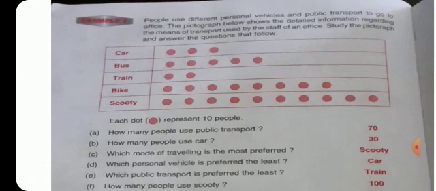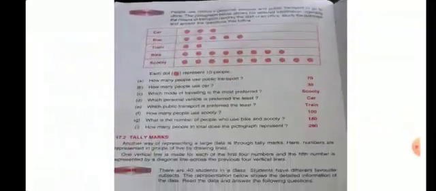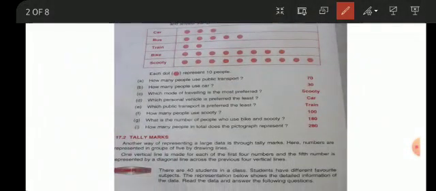So look here, they have given different types of transportation modes, right? First is car, bus, train, bike, scooty. Down below they have mentioned that each dot represents 10 people. You have to be very careful with this line. Each dot represents 10 people, so you have to count with 10. Each one dot is equal to 10 people. So how many dots are there? You have to multiply with 10. Okay, so look at the answers.